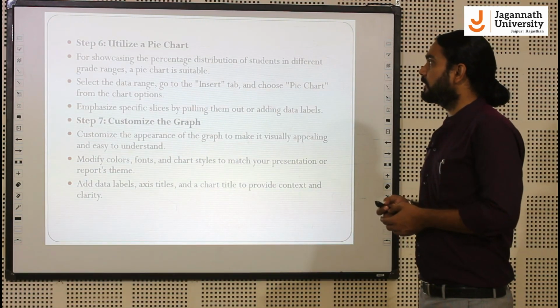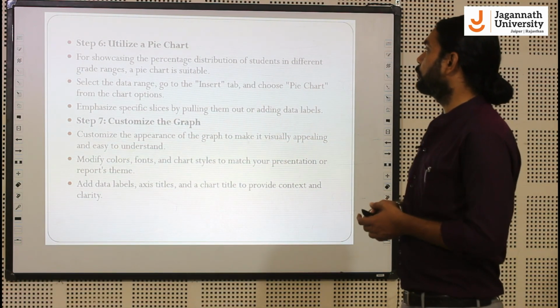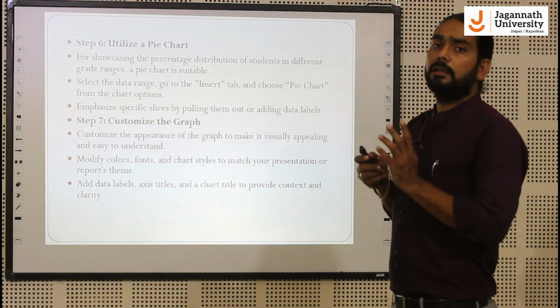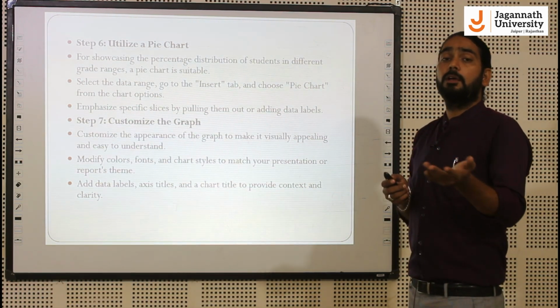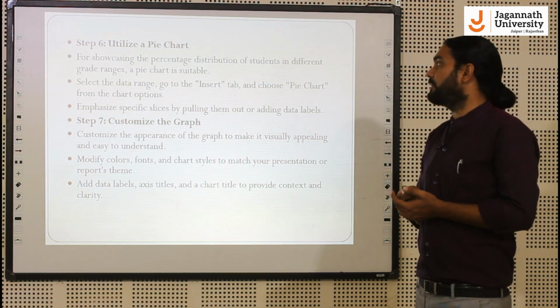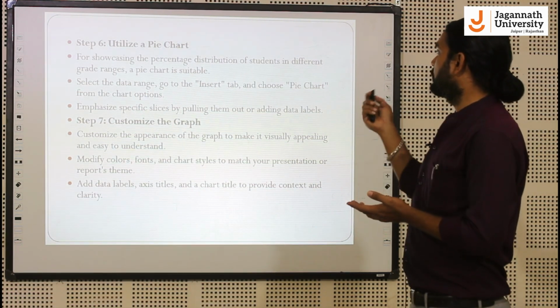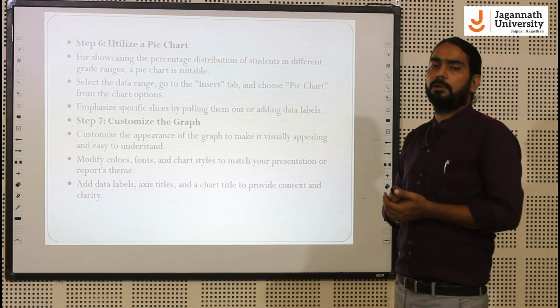Step number 6, utilize a pie chart. We can use the pie chart for showcasing percentage distributions. For example, if 80% of the students score more than 90%, we will use the pie chart. For the distribution of students in different grade ranges, a pie chart is suitable.